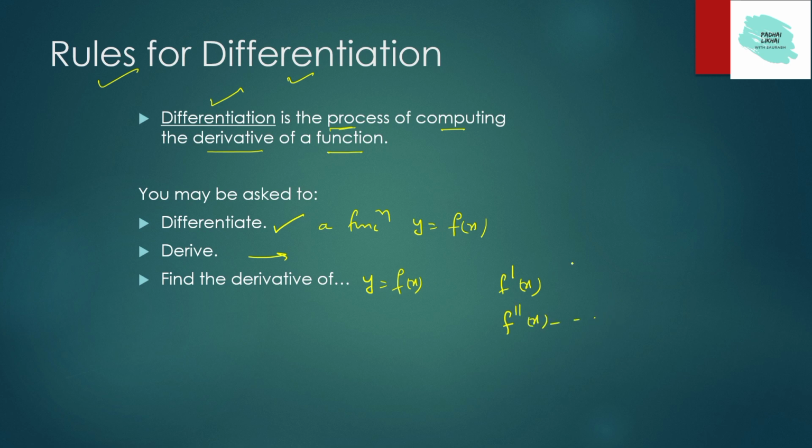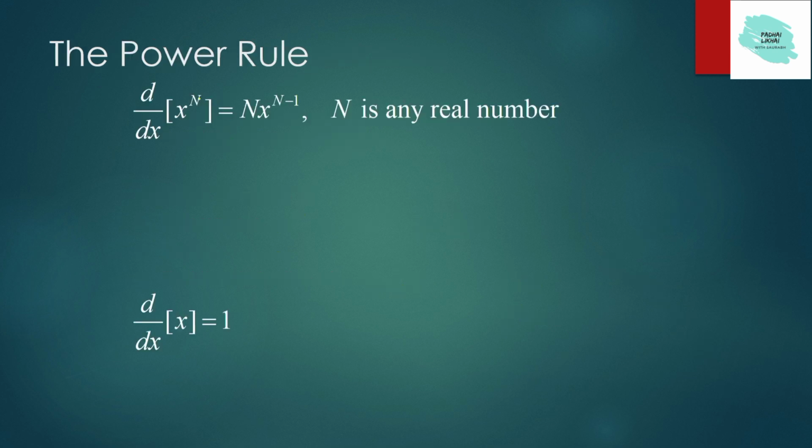There are other notations. If it is y, then the first derivative is y1, the second derivative is y2, the third derivative is y3, and so on. Or the first derivative is y prime, the second derivative is y double prime, the third derivative is y triple prime, and so on. These are some notations, and further we move to the power rule.